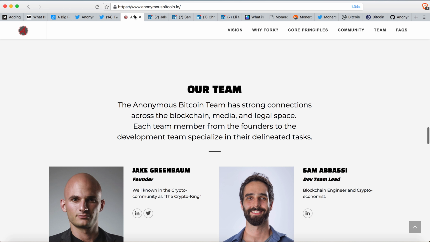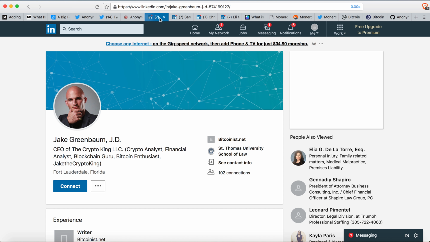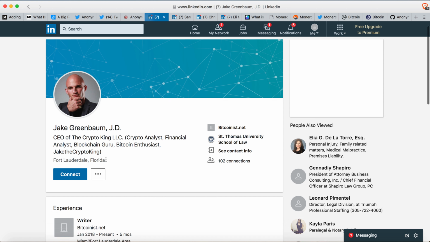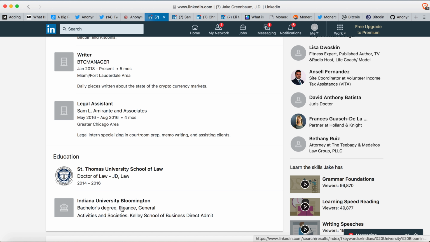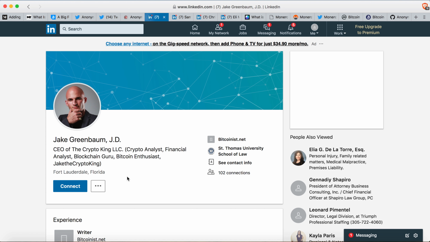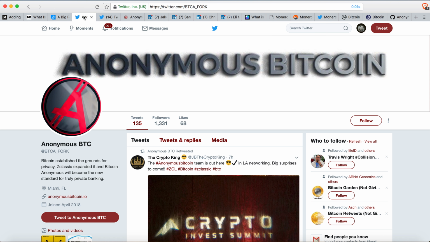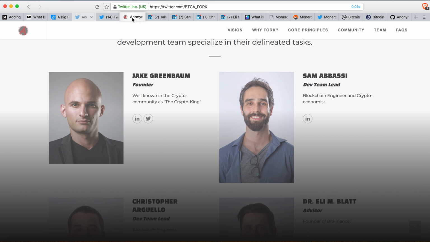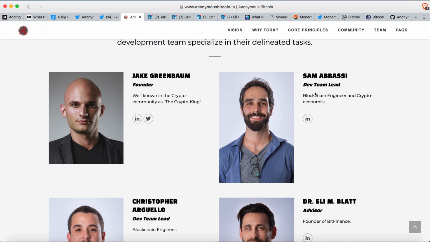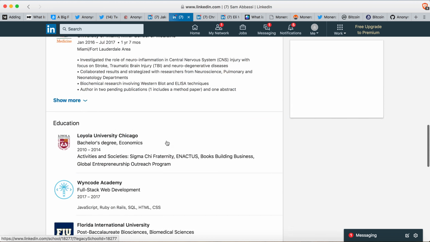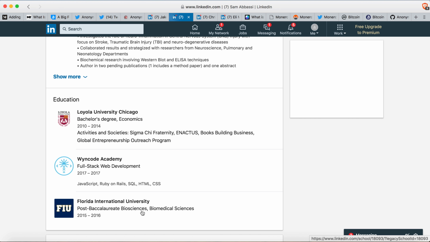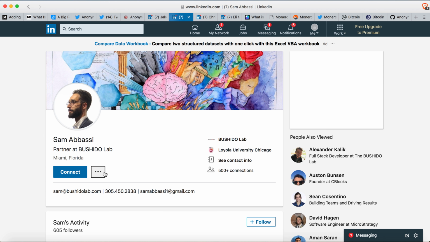So let's look at the team. The founder is Jay. On LinkedIn, he is the CEO of Crypto King LLC. His background is in finance and he got his JD from St. Thomas University. He's not a hardcore programmer per se. And Sam is the development team lead. He is the blockchain engineer and crypto economist. For Sam on LinkedIn, he's a partner in Bushido Lab. His background is in economics and also in biomedical sciences. I think he did a boot camp for web development. So his background is not computer science either.